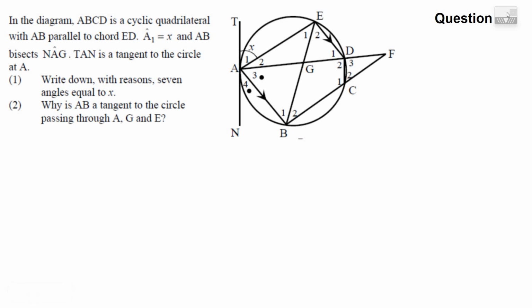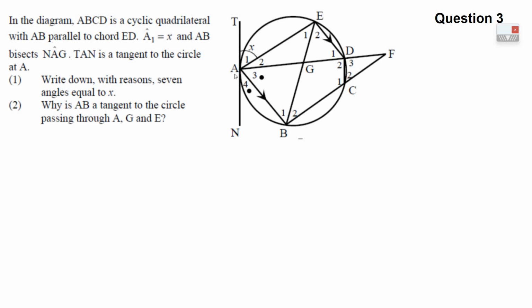Okay, let's try this question 3 here. In the diagram, ABCD is a cyclic quadrilateral, 4 points on the outside. So is ABDE, but anyways, that's one they tell us about. They say that A1 is equal to X. They give us that AB cuts A3 and A4 into two equal pieces, so those guys are equal. Thus, AB bisects the angle GAN.